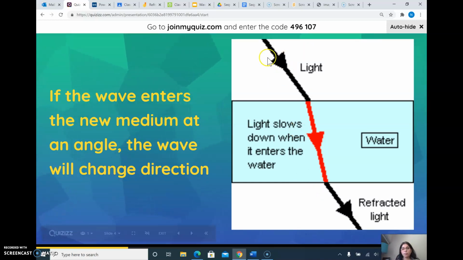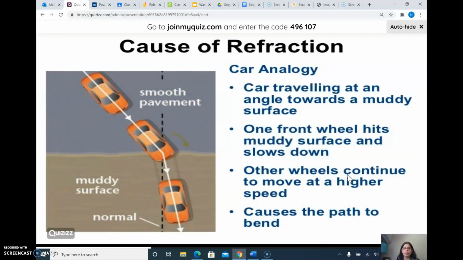So here, what is happening? Light is going from a faster medium to a slower medium, so the speed is slowing down. But when it goes from the slower medium to the faster medium, it gets faster again, right? Let's go on and you will learn more. To understand further, I'm going to use a car analogy.